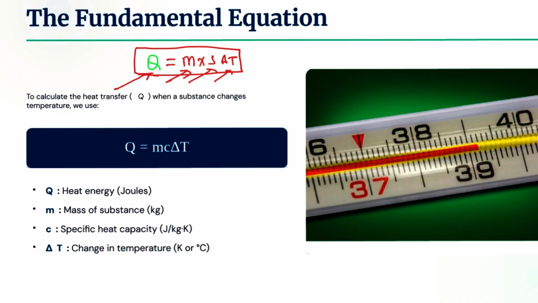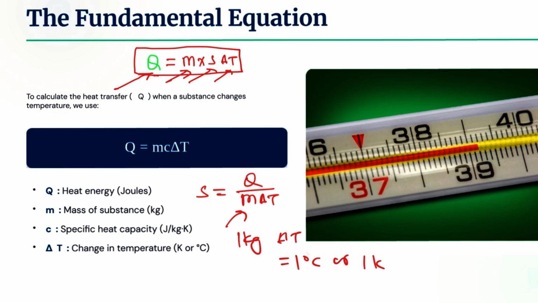We can rearrange this equation a bit. We can write S is equal to Q divided by M into delta T. Now in place of M, if I write 1 kg, and in place of delta T if I write 1 degree Celsius or else 1 Kelvin, we can say that it is the amount of heat supplied to increase the temperature of a 1 kg object by 1 degree Celsius. Means in the denominator, if M is equal to 1 kg and delta T is 1 degree Celsius, I can write S is equal to Q.